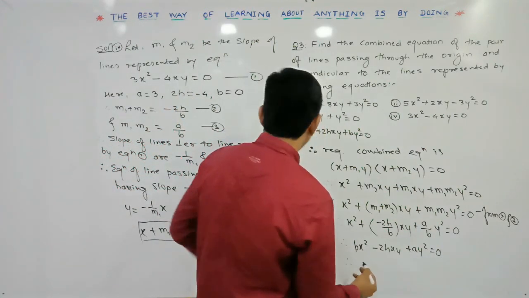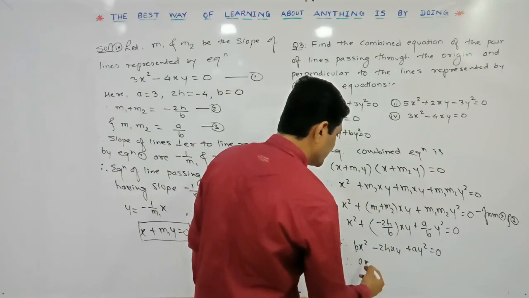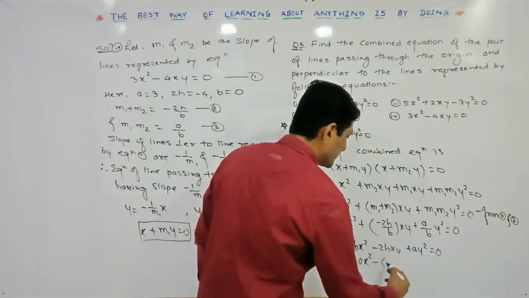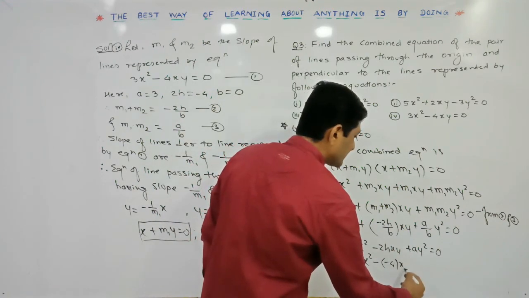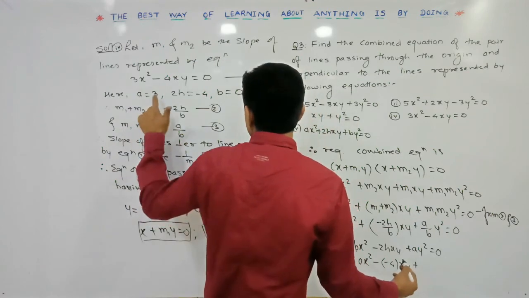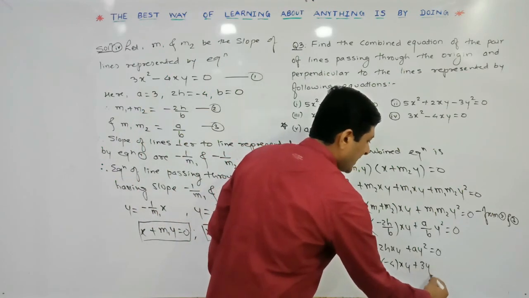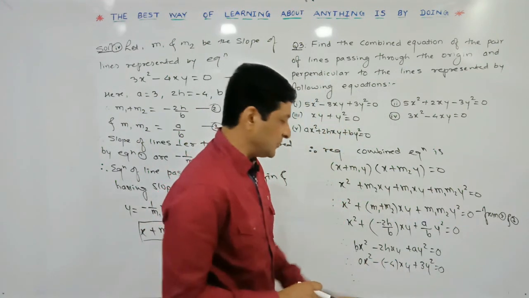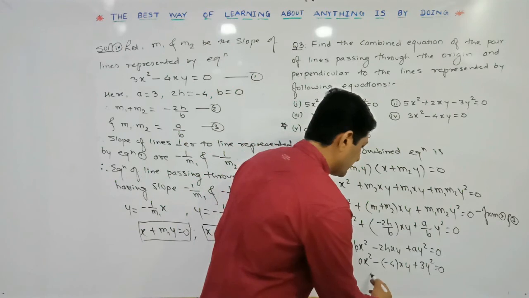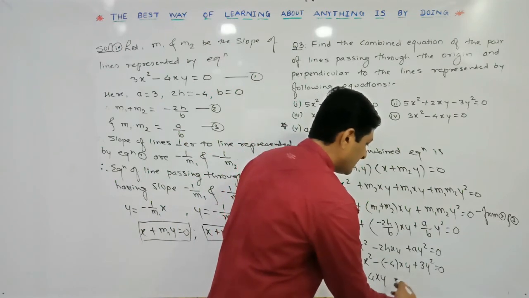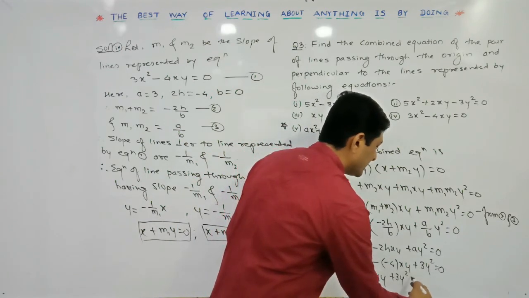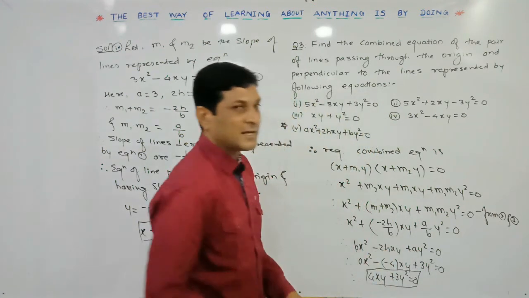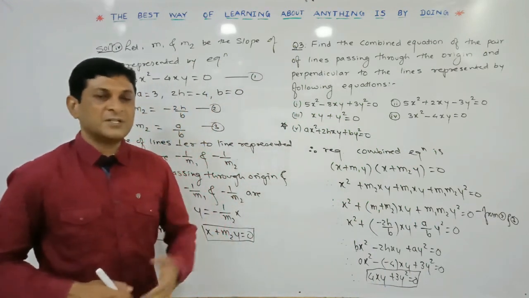Lastly, replace b by its value. What is the value of b here? 0. So 0x square minus, 2h I am replacing by its value, minus 4xy plus a. What is the value of a here? A is equal to 3, y square is equal to 0. We know that 0 into any term will be equal to what? 0. So what will we get here? Minus into minus will become plus 4xy plus 3y square is equal to 0. In this way we have got our required combined equation, and check whether our condition is satisfied or not.